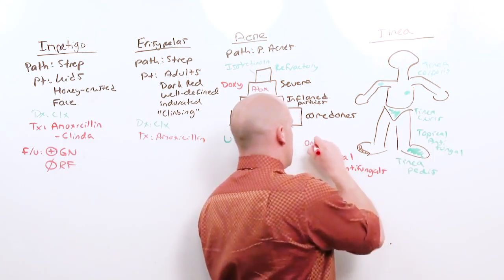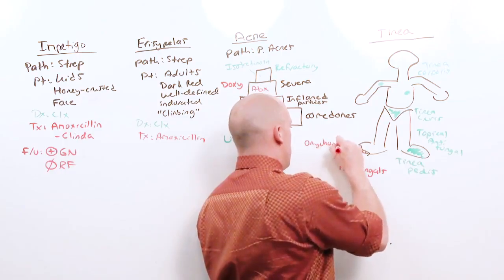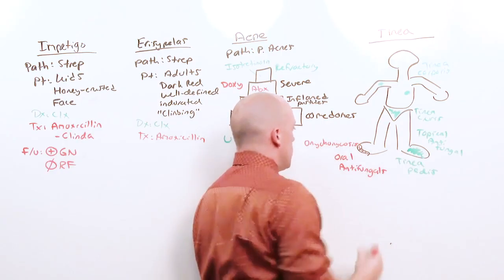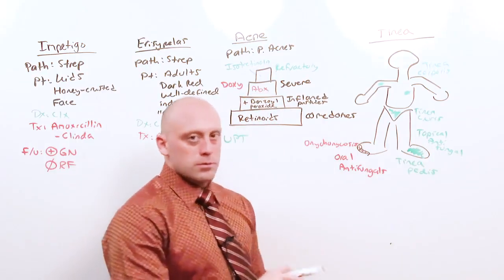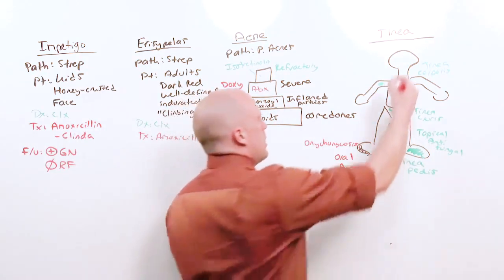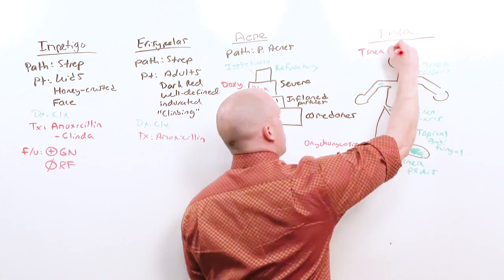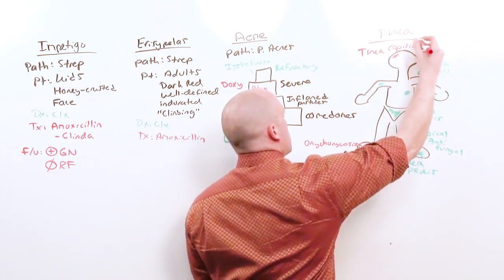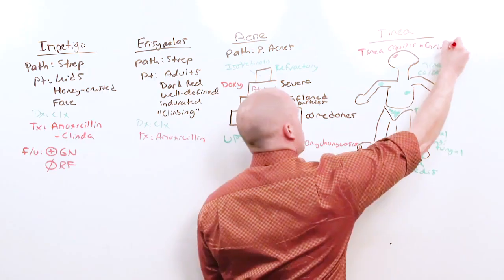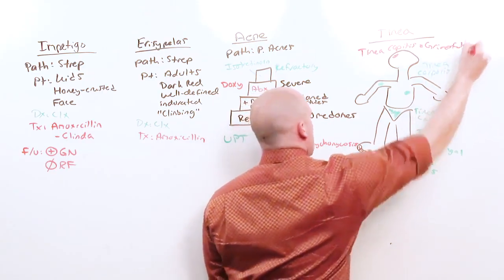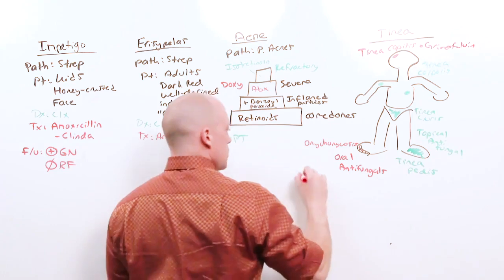is onychomycosis, tinea unguium, onychomycosis, and tinea capitis, as we talked about in the alopecia lecture. Tinea capitis should start with griseofulvin, and onychomycosis starts with terbinafine.